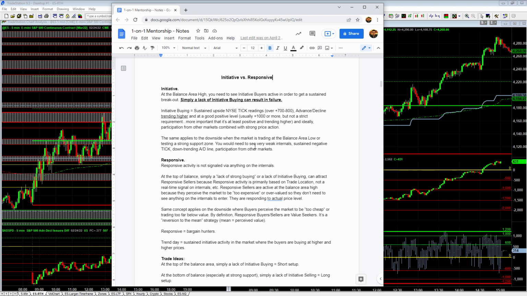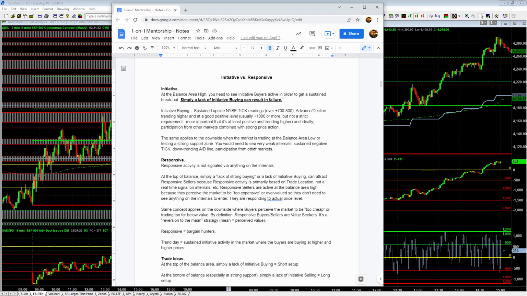So responsive buyers or sellers are bargain hunters, and a trend day is sustained initiative activity in the market where buyers are buying at higher and higher prices, or in the case of a downtrend day, sellers are willing to sell at lower and lower prices. So initiative participants are not price sensitive, whereas responsive participants are, right? They are responding to the price itself. Initiative, they're not concerned about price. It's more of a momentum strategy, right? It's more of a momentum play.